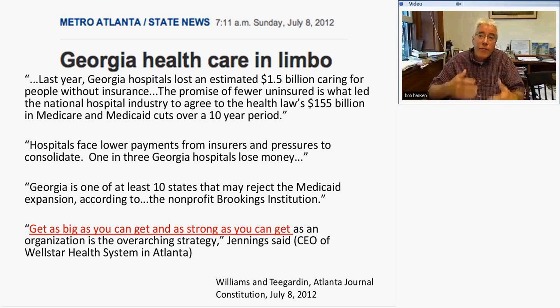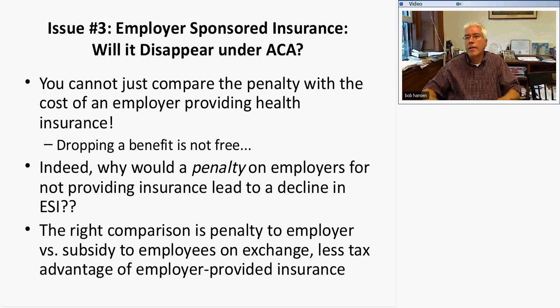I don't understand why, but I think some of the for-profit hospital chains went up in value. Maybe that's because the for-profit ones are different from the not-for-profit ones, but they're not different in terms of their charitable care. But this is a big issue. What I pointed out in red here is a quote from the CEO of Wellstar Health System in Atlanta: "Get as big as you can get and as strong as you can get." That's what passes for strategy right now in the hospital sector. And what we're starting to see are a lot of acquisitions. There's a big one going on in Manhattan right now. So this Medicaid thing is a big deal.